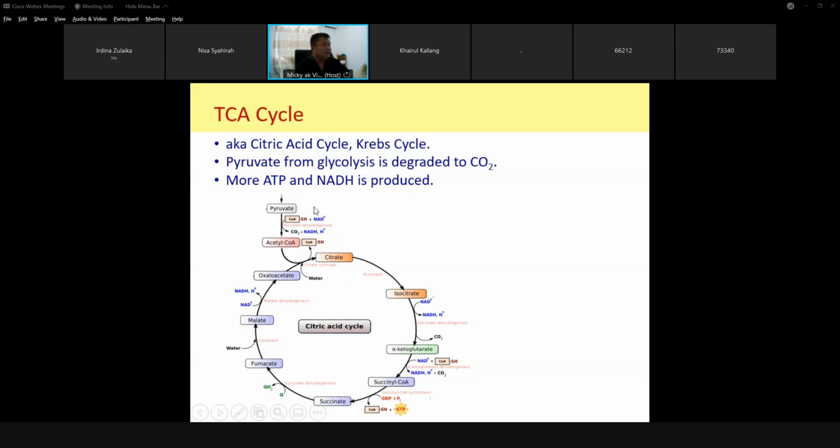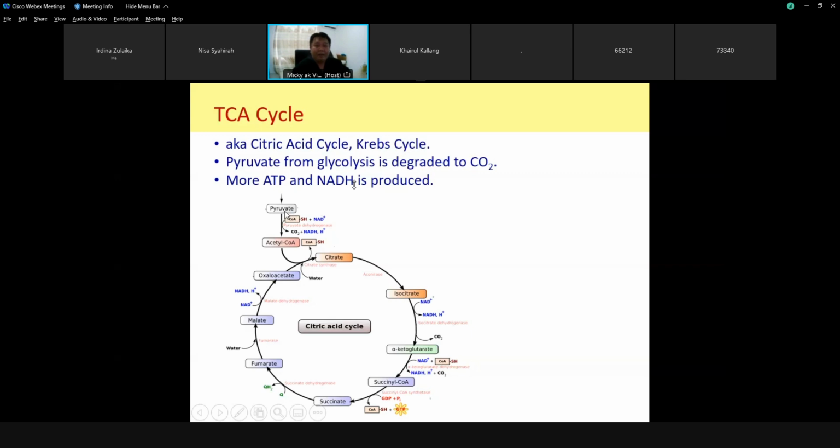Remember, katakan this is your matrix, the matrix of mitochondria, so you will receive the pyruvate. Pyruvate from your cytoplasma will be transported into your mitochondria. So what happens in the mitochondria? This pyruvate will undergo an initial step, where you have the acetyl CoA enzyme, and then you have NAD+ to react with pyruvate.